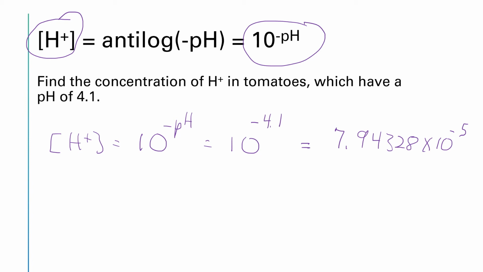Well, our pH in this problem has a single decimal place, so that means our answer should only have 1 sig fig. So we're going to have to round it to this place where there's a 7, but the 9 that comes after it says we need to round up. So we have 8 times 10 to the minus 5 molar for our hydrogen ion concentration.